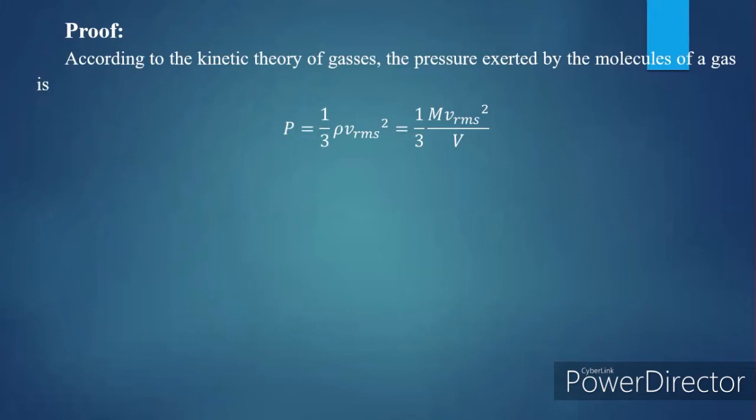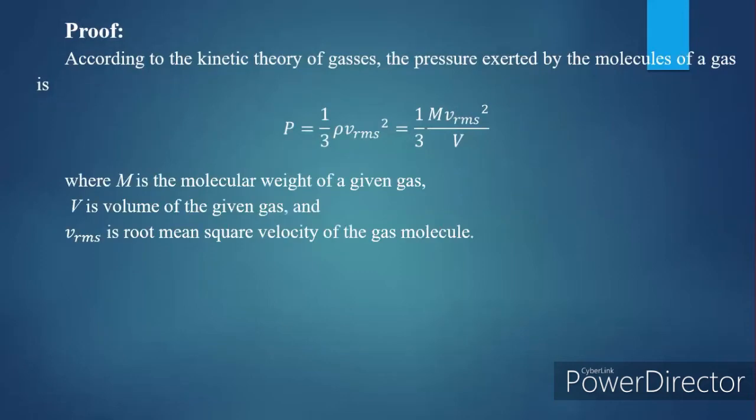So this is a density. If you consider 1 mole of the gas, then definitely in 1 mole of the gas there will be Avogadro number of molecules. That we will consider. Here M is the molecular weight of the gas. Molecular weight means it contains Avogadro number of molecules.